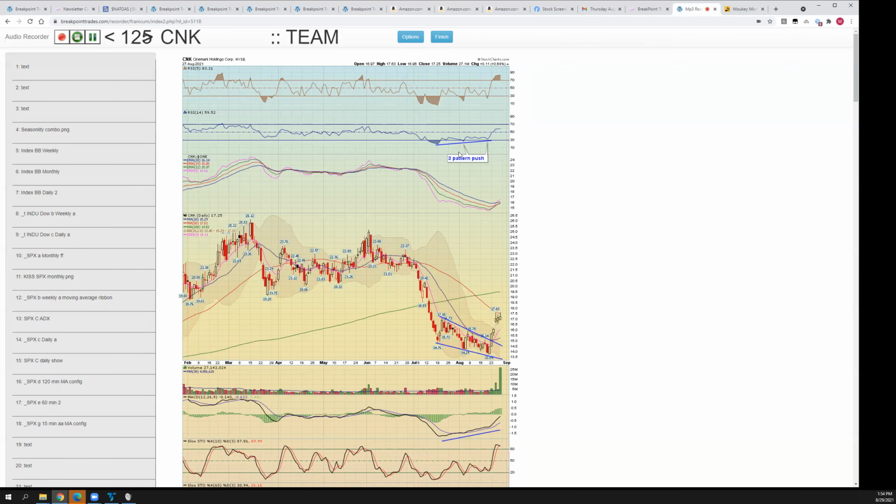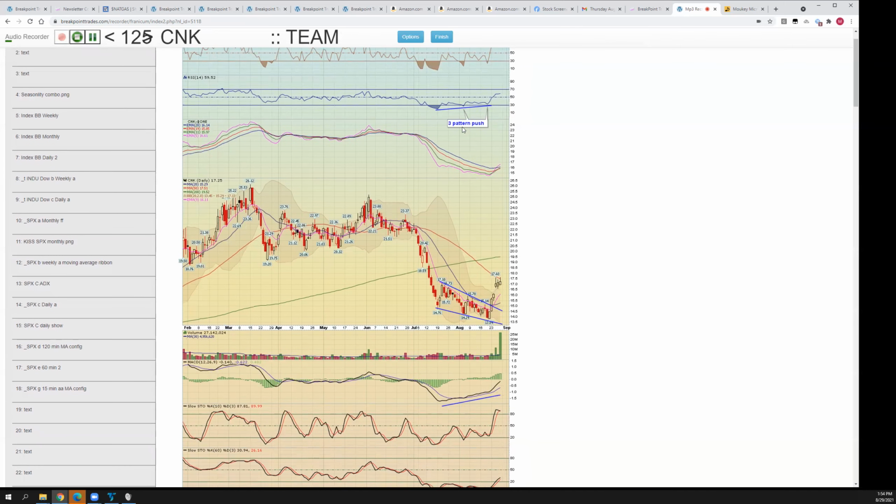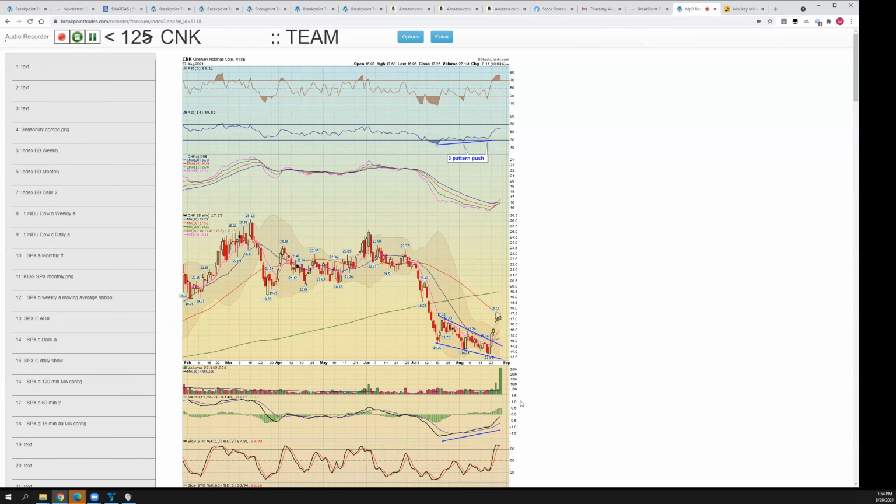Next. Chart 125, CNK, long idea from early last week. I liked it as a low risk play. You had a 3 pattern push divergence. 3 higher lows on the RSI, 3 lower lows in price. MACD divergence, very low risk setup. Tag the 50-day moving average. This, by the way, could be a buy on a pullback that occurs on a light volume. Next.